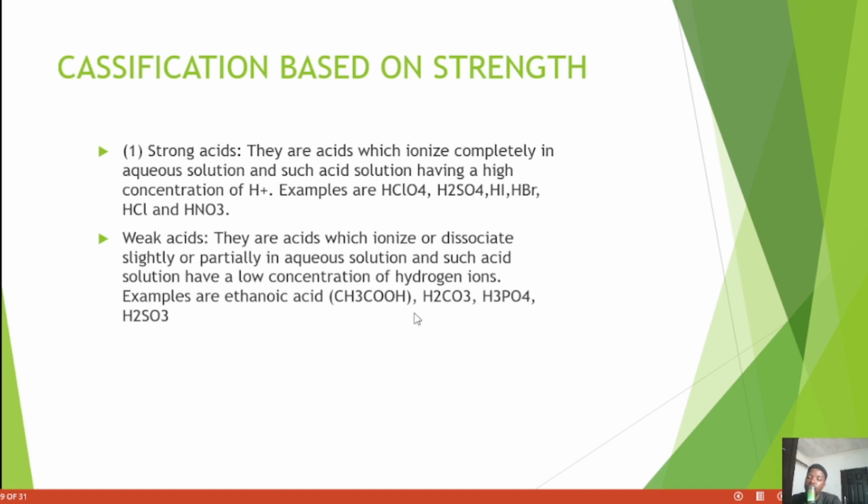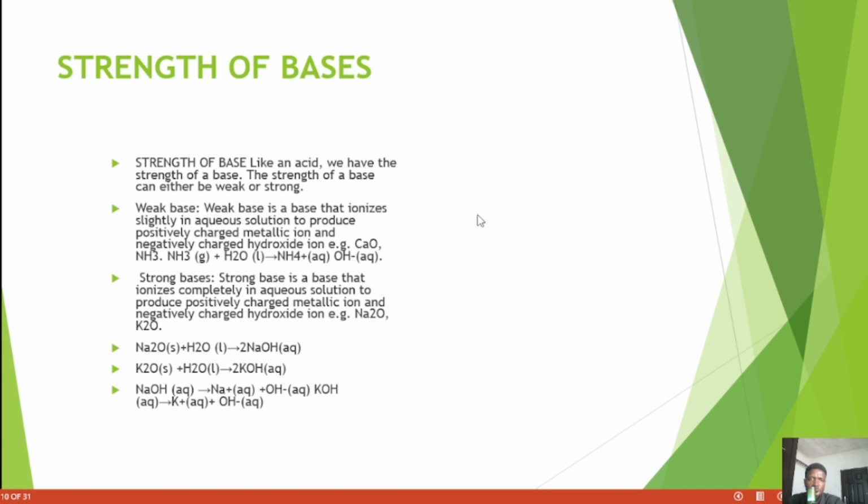So examples are your ethanoic acid, your trioxocarbonate 4, your tetraoxophosphate 5, your trioxosulfate 4, and the rest of them. Basically, these acids are referred to as weak acids. So, what then do we consider when we look at the strength of base?